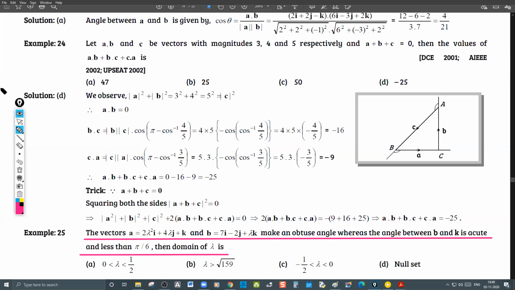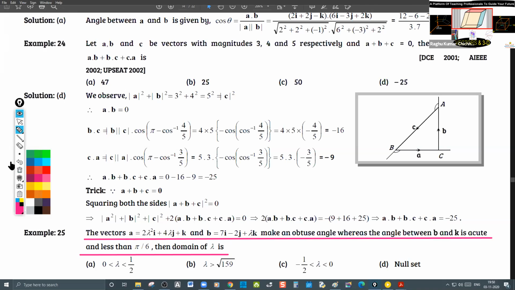More than 90 degrees, sir. More than 90 degrees, lying between 90 and 180. Yes, sir. Praneeth, obtuse angle means it is lying between 90 and 180, which means it lies in the second quadrant. In the second quadrant, what should happen to cosine? Cosine becomes less than 0. Your A bar dot B bar must be less than 0.